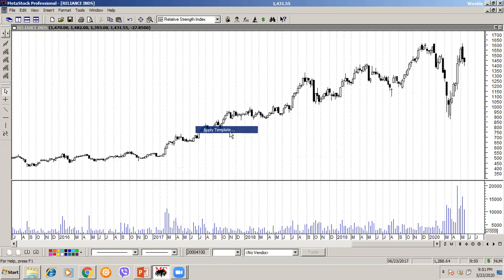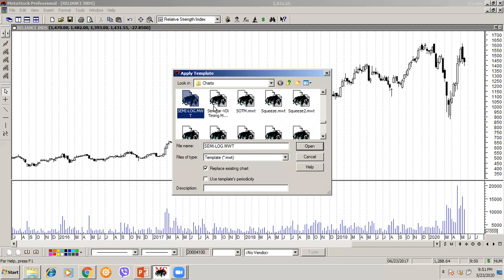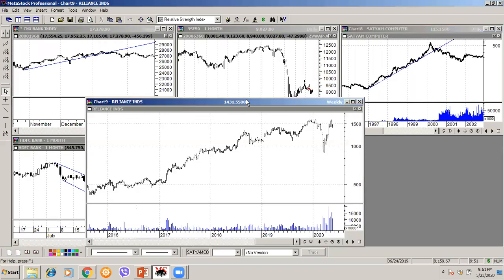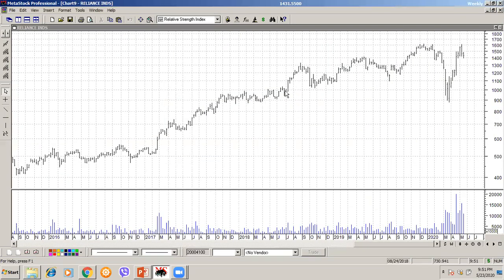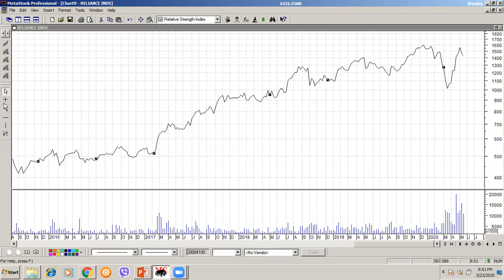See something very interesting when I change this to semi-log, not just the trend line. You will see something very interesting on Reliance. Now, this is your Reliance chart. As I said, convert it to line. These are my points. Point 1, point 2, point 3, right? Valid trend line, breakdown is valid.